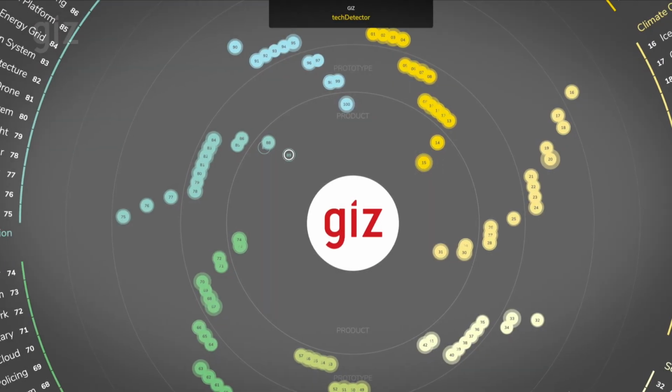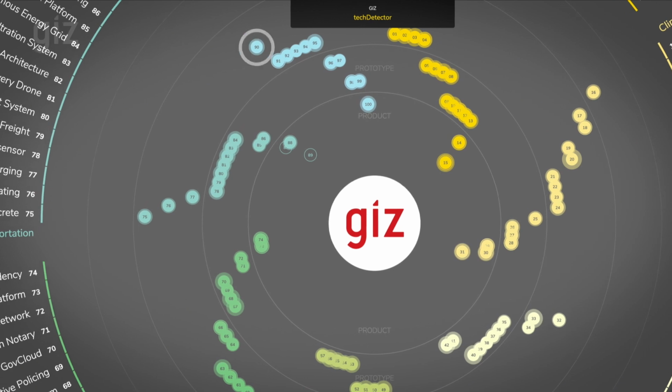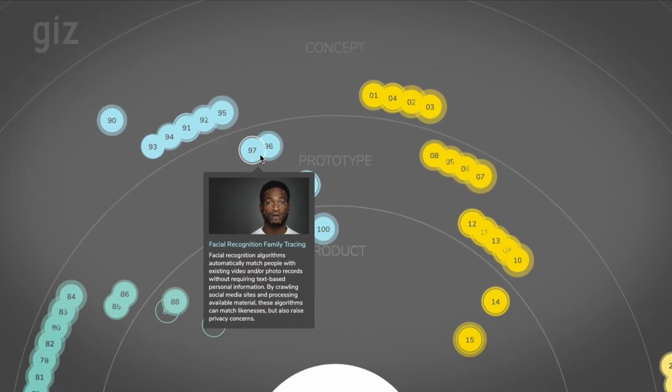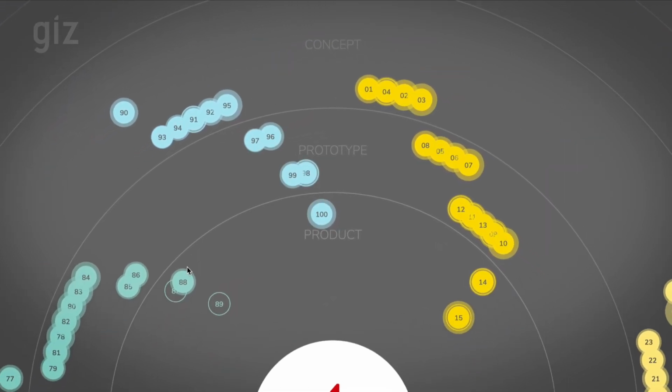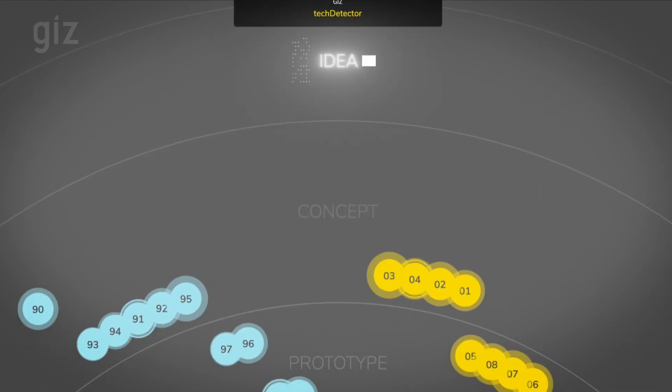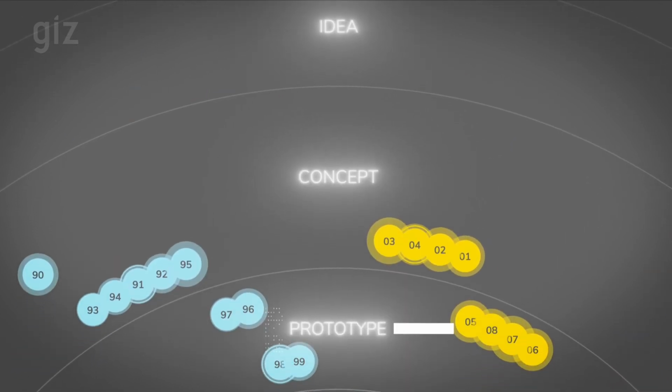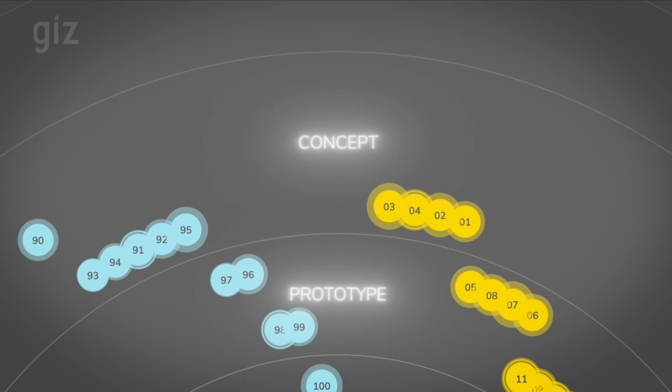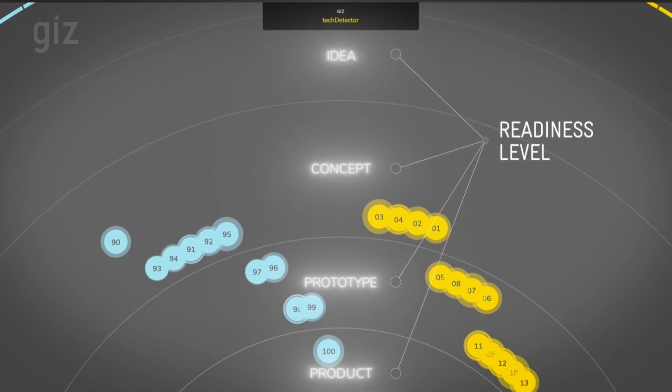Each technology is represented by a circle in the radar. Its appearance and positioning provide a wealth of information at a glance. Technologies can be filtered by readiness level or easily identified by their positioning as one of four readiness categories.